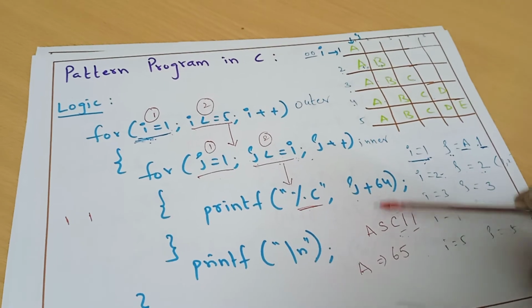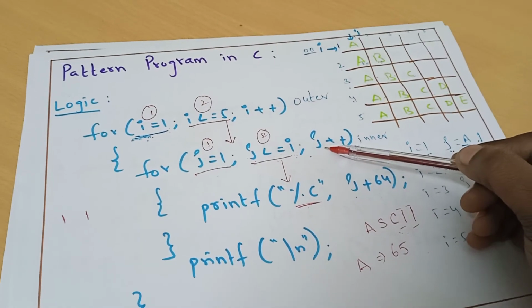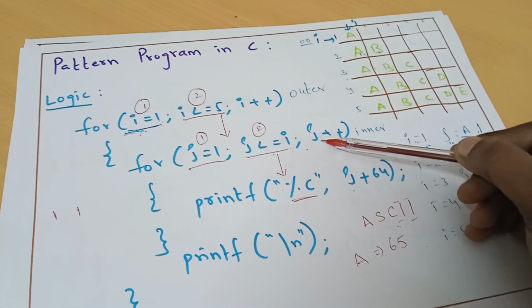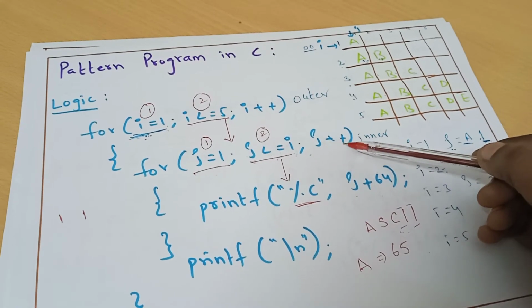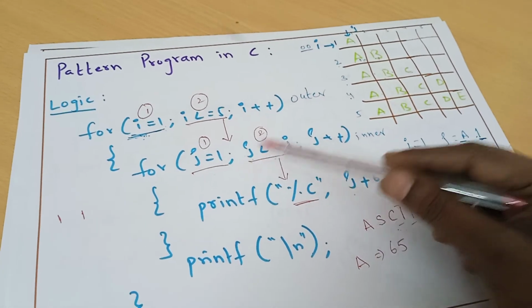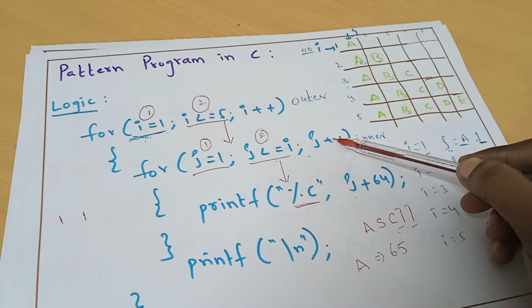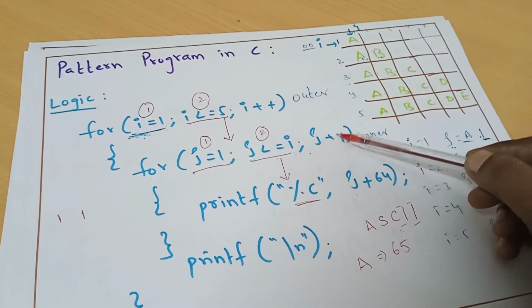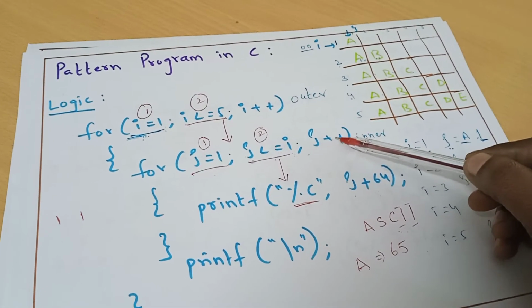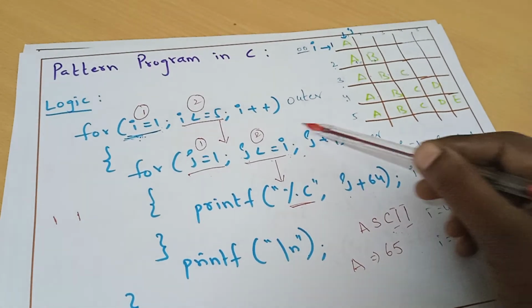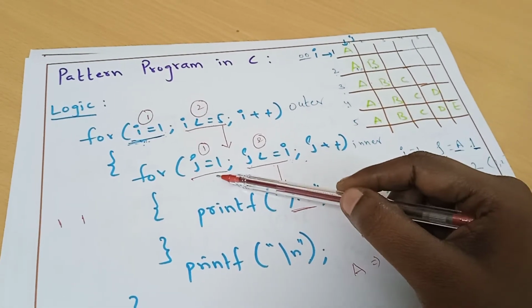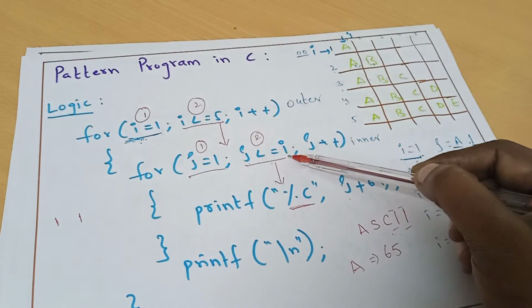So again we will be going to where? The j loop. We will be going to the j loop. Now this time j plus plus. So now j is already 1. j will be increased by 1. Now this time j is equal to what? 2. j is equal to 2. So when j is equal to 2, the loop repeats. j equal to 2, 2 less than or equal to 1.